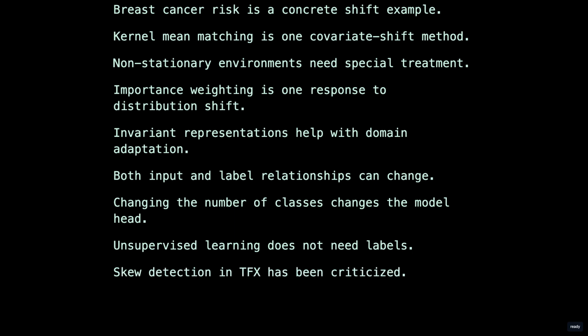That criticism is part of a broader point. Not all monitoring tools handle distribution change equally well. A detection method can look convenient on paper and still be weak in practice if it produces unclear or misleading signals.